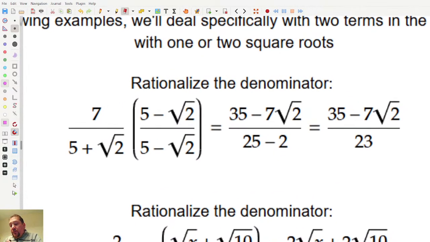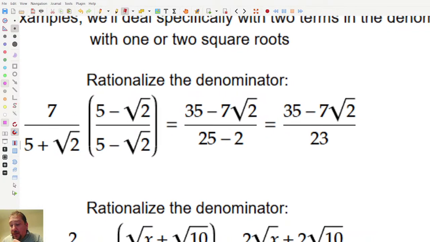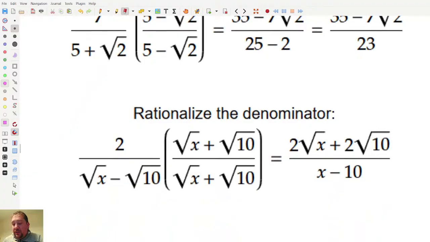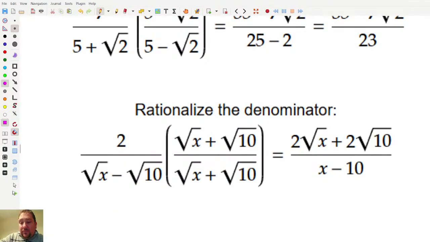All right. Rationalizing the denominator with two terms, you multiply by a conjugate, which is just a fancy word for change the sign in between. You distribute on the top and in the bottom. You square the first term minus square the second term, and we're done. Let's see if we can do that as elegantly as I just said it.